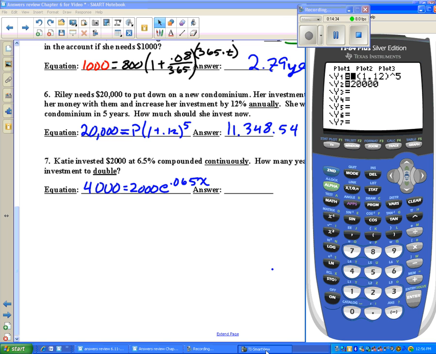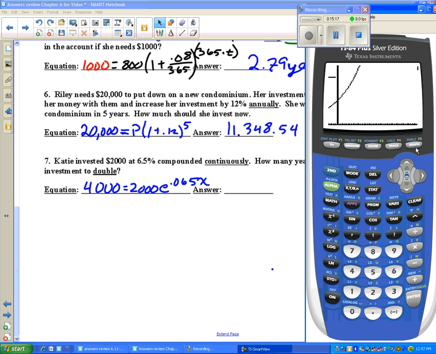Again, I pull up my calculator. My equation is 2,000, my starting amount, times e, since it's compounding continuously. My rate is 0.065 times x, and I want it to be $4,000. My x is in my exponent, so my x doesn't have to be anywhere near as large. I'm going to guess 50 years. I want to get up to $4,000, so I just need a little over that. So I'm going to go 5,000.